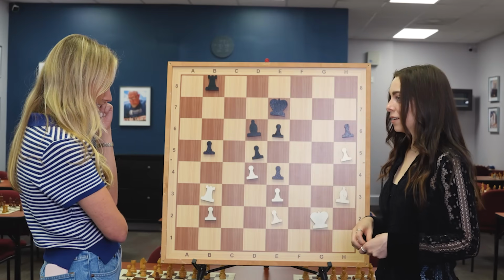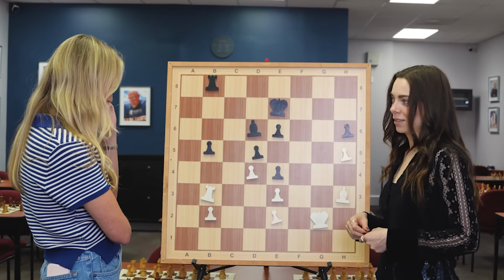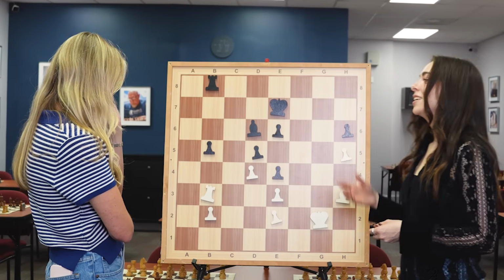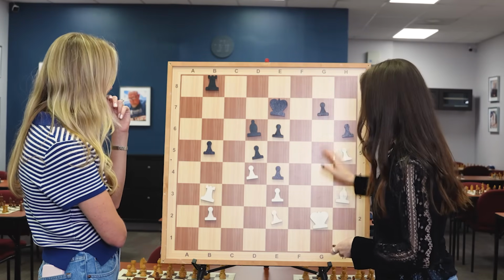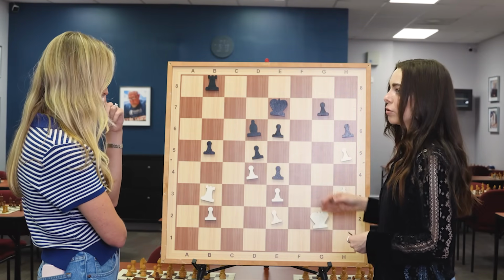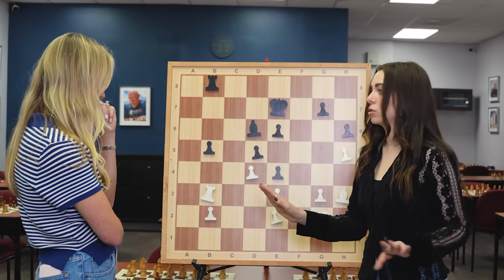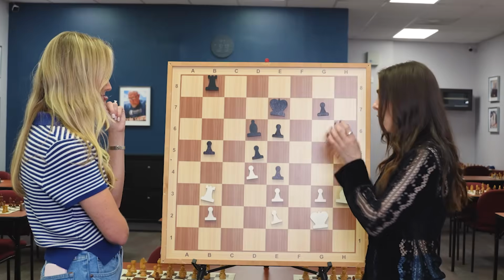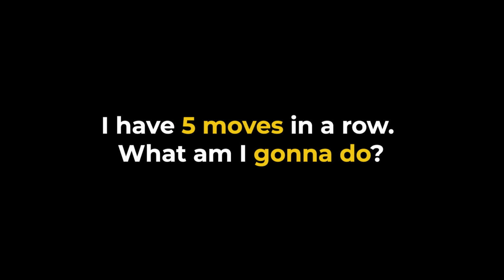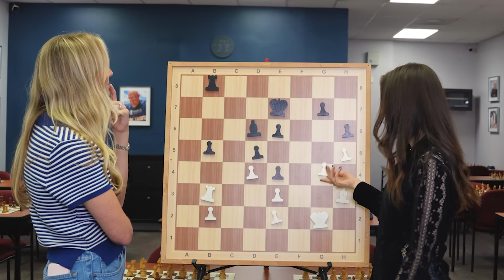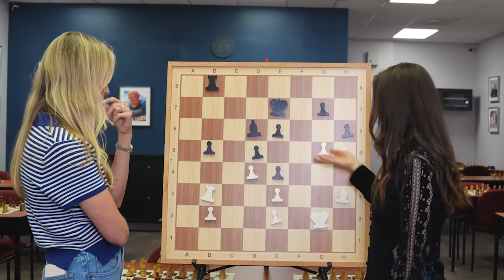You see, that's how you realize, and don't be shy. That's exactly how you think with plans. Okay, I'm gonna do this. What next? Imagine your opponent doesn't do anything. That's exactly how you have to think. I have five moves in a row. What am I gonna do? And that's when you realize that it doesn't matter how far you've moved this pawn, you can't really do anything with it.